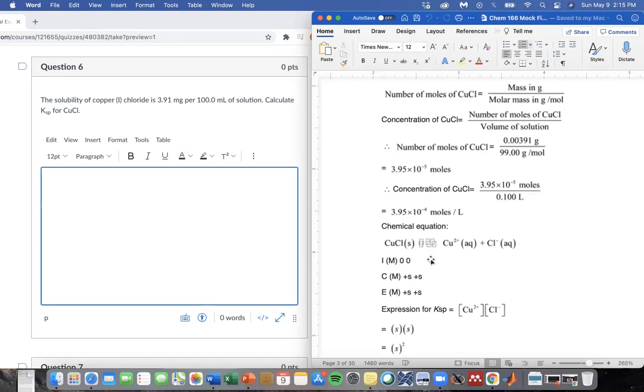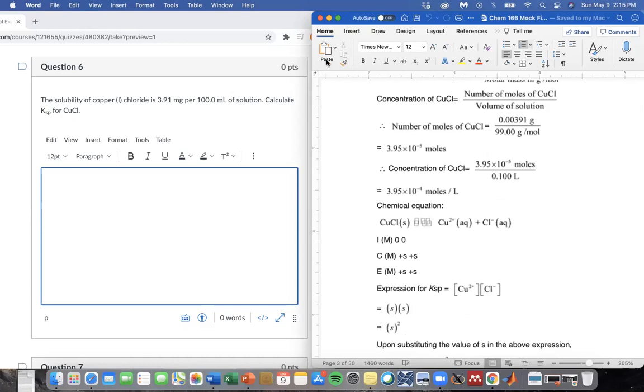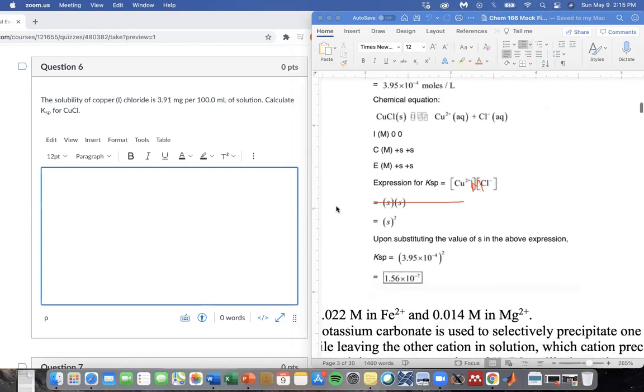And so you have your moles of CuCl and you have your volume. So you can just divide your moles by your volume in order to get 3.95 times 10 to the negative fourth molar. It's written as moles per liter right now, but you know that that's molar. And so when you have your KSP expression here, it's just CuCl, so it'll just be S squared, and you have your S right here. So you just plug that into S squared and you get 1.56 times 10 to the negative 7.